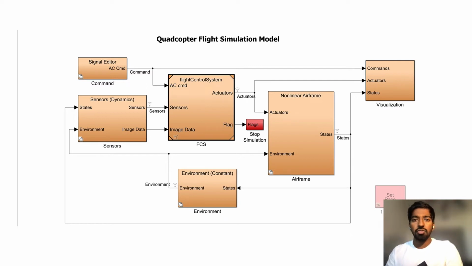And we also have a visualization block, which plots signals and runs the 3D visualization. We'll see that later. And this environment block has the things to model gravity or air pressure for the plant and sensors. And these sensors over here simulate noise and dynamics of the sensors on the drone.